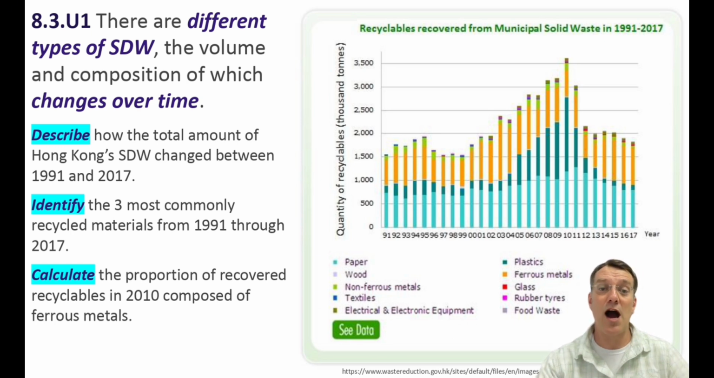The three most commonly recycled materials were paper, ferrous metals, and plastic. In 2010, ferrous metals made up about 20% of all recyclables that were recovered. This shows how recycling efforts can help manage increasing waste problems.